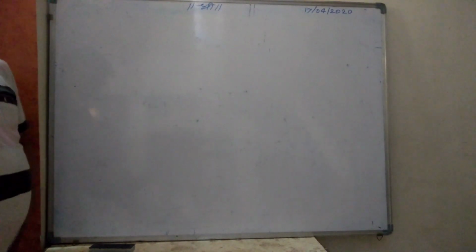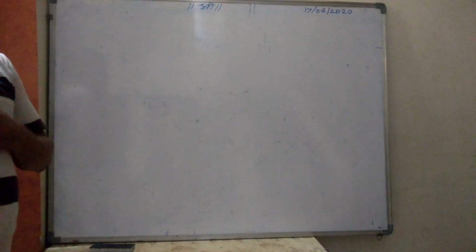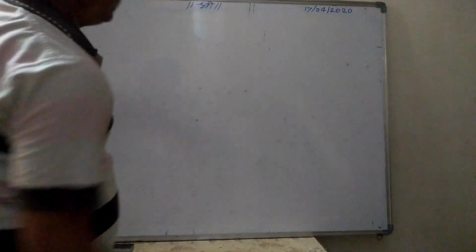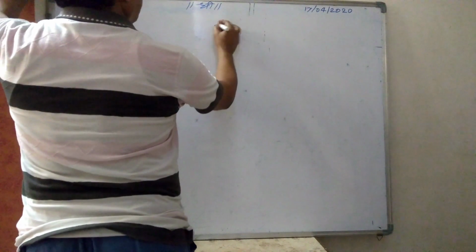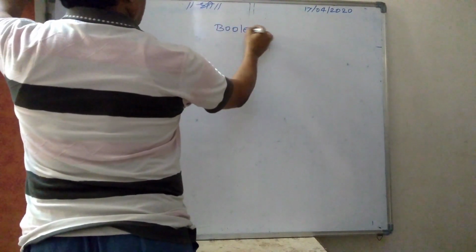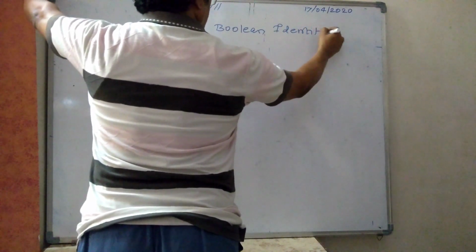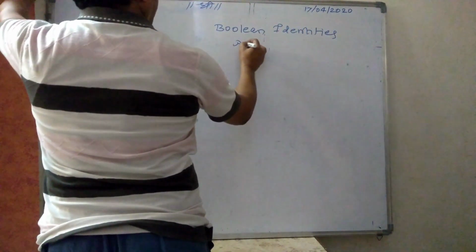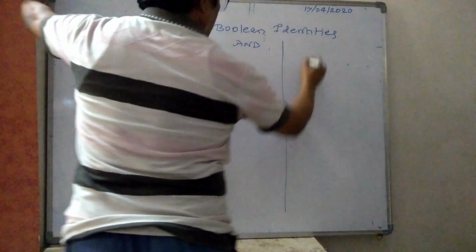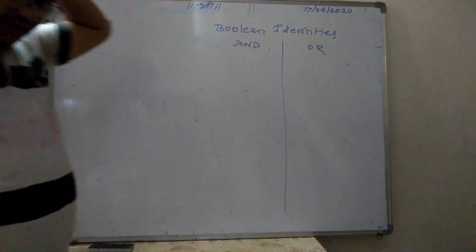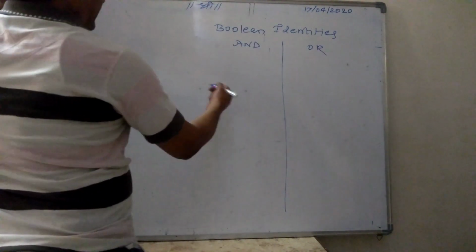Now the last article, we have to study Boolean identities. Boolean identities are defined for AND identities and OR identities. AND means product and OR means addition. So I am writing the identities.